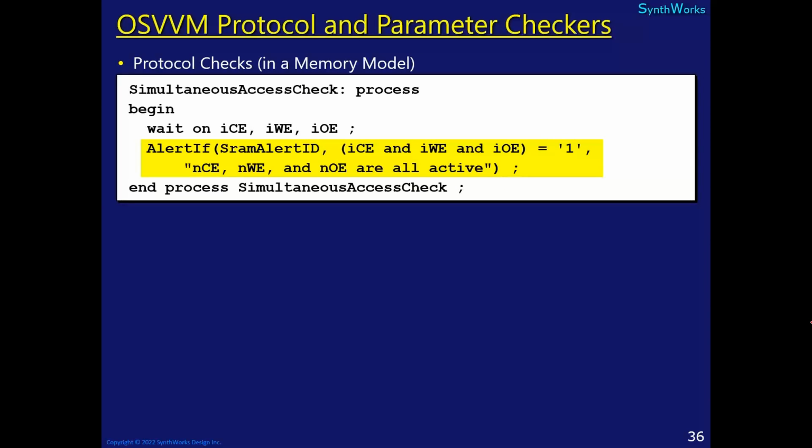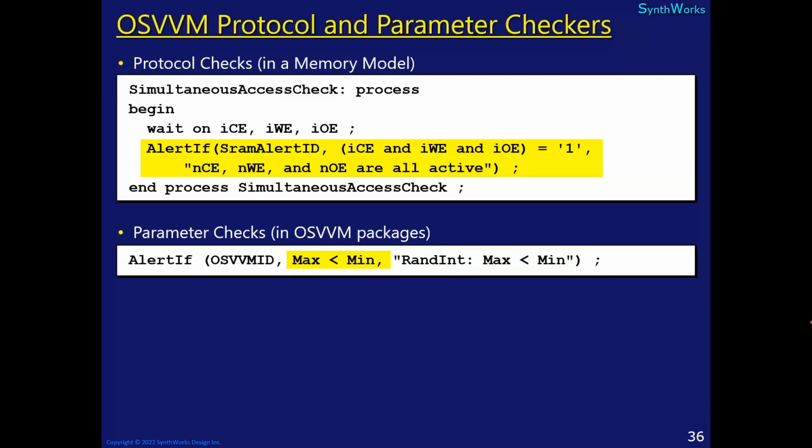So protocol checking, we do alert if. This collects up all our errors, and so we're just looking for bad conditions that happen. For example, in a RAM model, if we have chip enable, write enable, and read enable all active at the same time, well, you can't do a write and a read at the same time. So that's an error. In the OSVVM packages, in randomization, if max is less than min, that's an error.